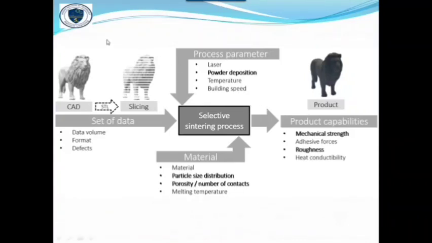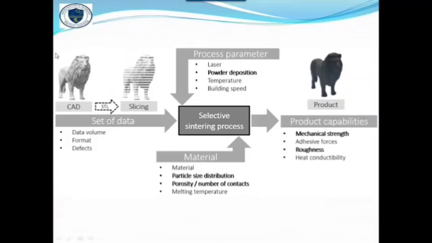Now we are going to see the process chain of the selective sintering process. This is very important to know in detail. The first is the set of data, the second is the process parameters, and the third is the material. At last we come to the final product. So we are going to segregate this into stages. The set of data we consider as one stage. The second stage is the material and also the process parameters. Through stage 2 we can complete this process. That means we can identify the product capabilities.